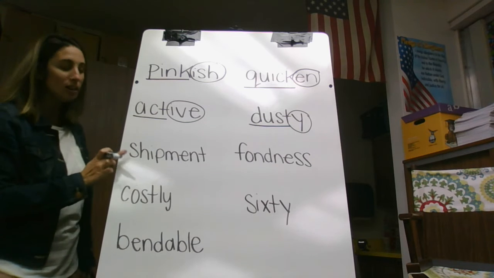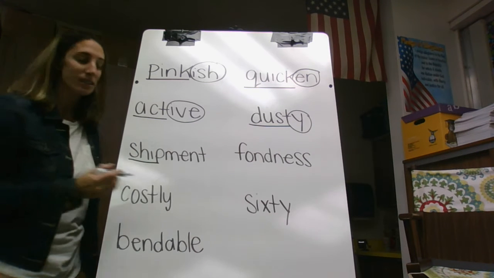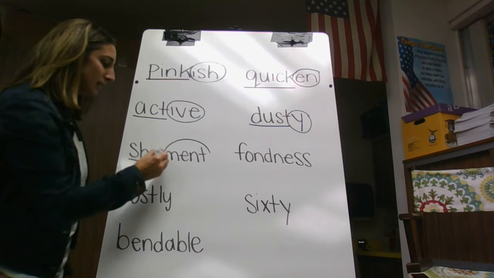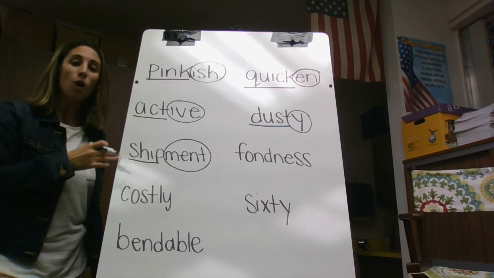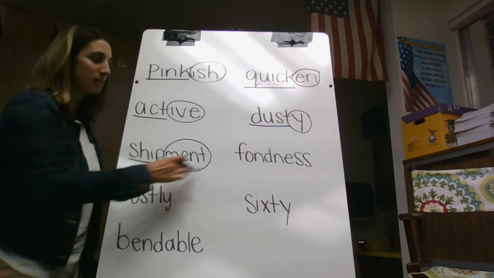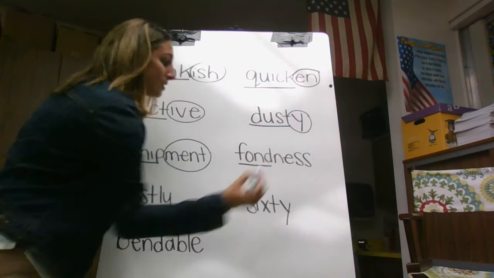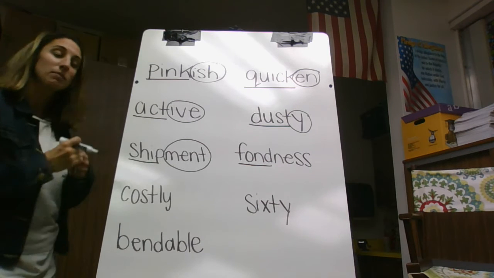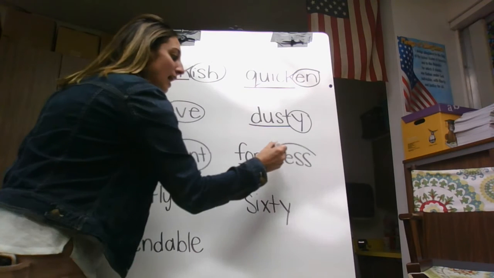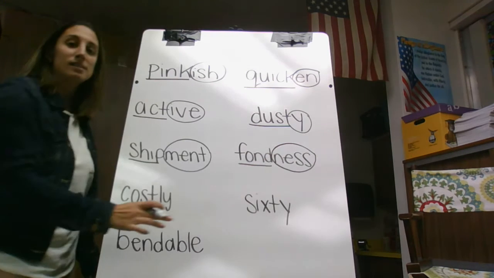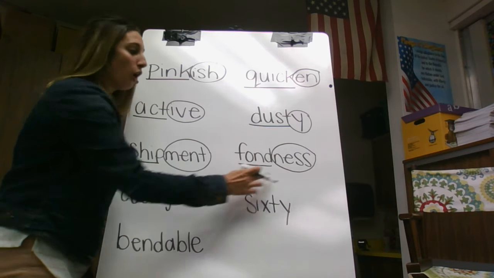Okay, come over here. Base word, ship. Suffix, ment. So base word is ship, whole word, shipment. Over here, base word, fond, right? If you're fond of something, you like it. What about the suffix? ness. So base word, fond, whole word, fondness.